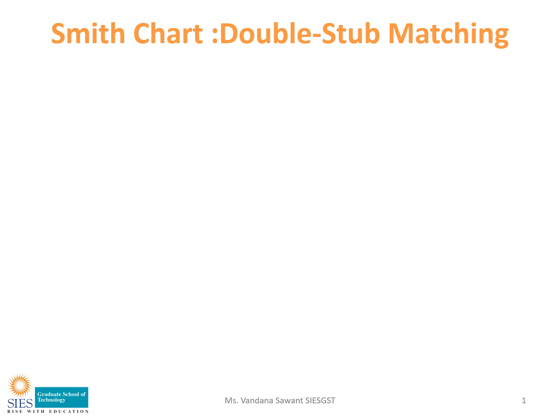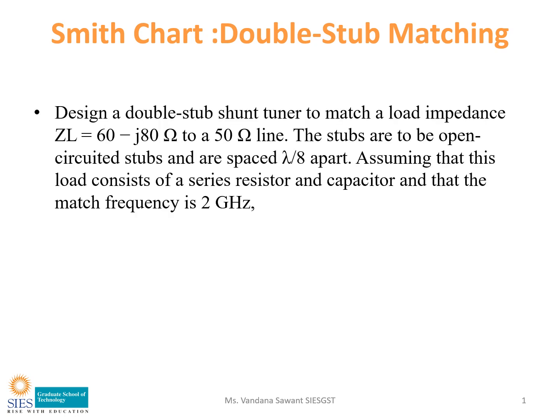Hello friends, we are going to study double stub impedance matching circuit design with the help of a Smith chart. For this, we will see one example: design a double stub shunt tuner to match a load impedance ZL equals 60 minus j80 ohm to a 50 ohm line.